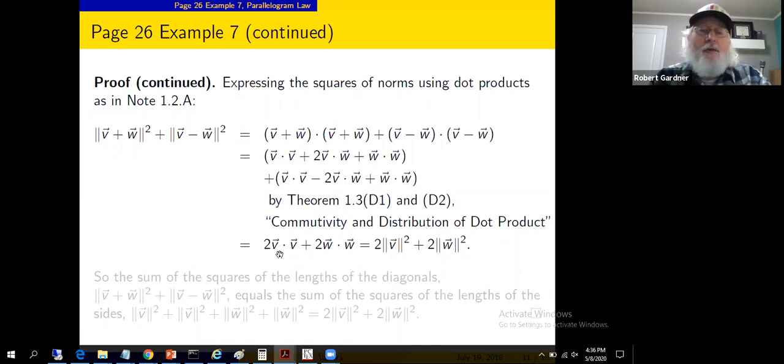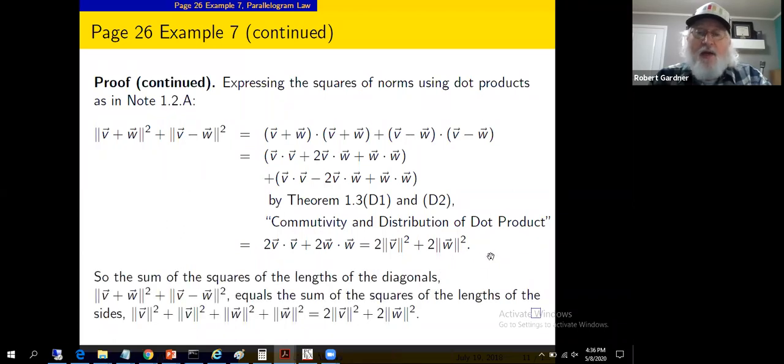Oh hey, V dot V is the norm squared of V. W dot W is the norm squared of W. And that's what they were looking for. If you like, I can take this 2 norm V squared and 2 norm W squared and write it out as 4 pieces. So the sum of the squares of the lengths of the diagonals equals the sum of the squares of the lengths of the 4 sides, as they stated it. That's exactly what we got out. So actually not too hard, because we got to use dot products and properties of dot products.